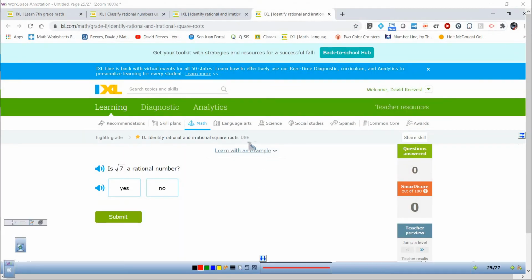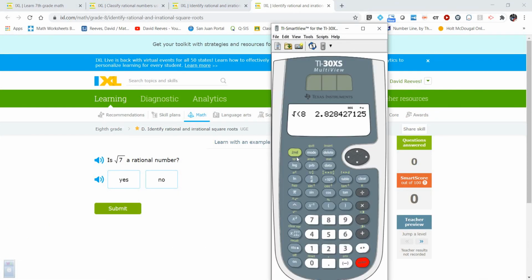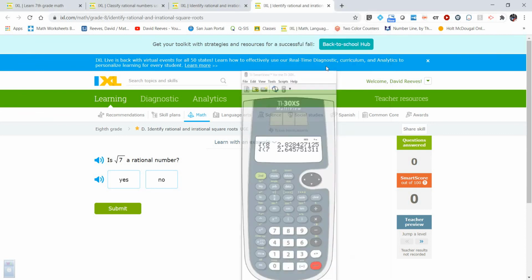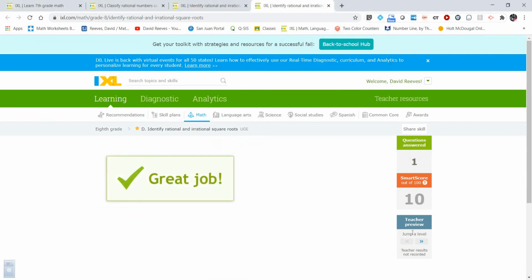Okay, is it a rational number? Well, square root is 7. Let's see. It's between the square root of 4, which is 2, and the square root of 9, which is 3. Okay, it's not a perfect square. Again, if you wanted to put it in your calculator, if you put in the square root of 7, you can see you get a long list of decimals. All right, that is your indicator that it is irrational. So the answer is no.